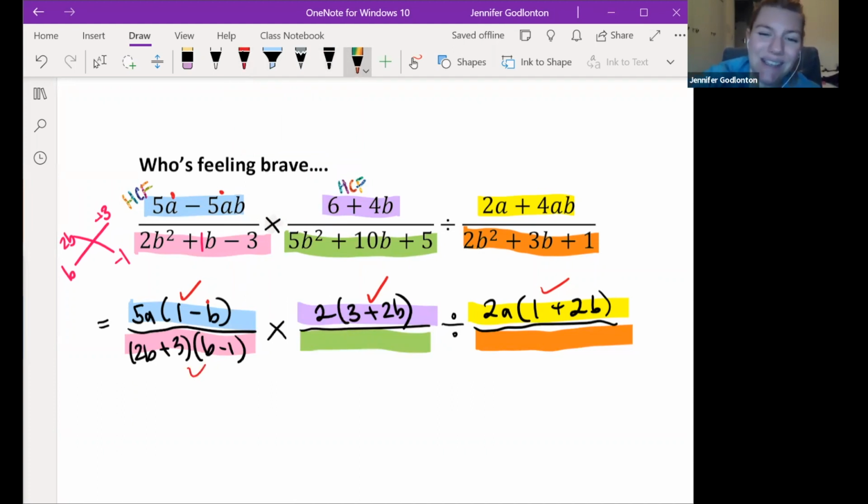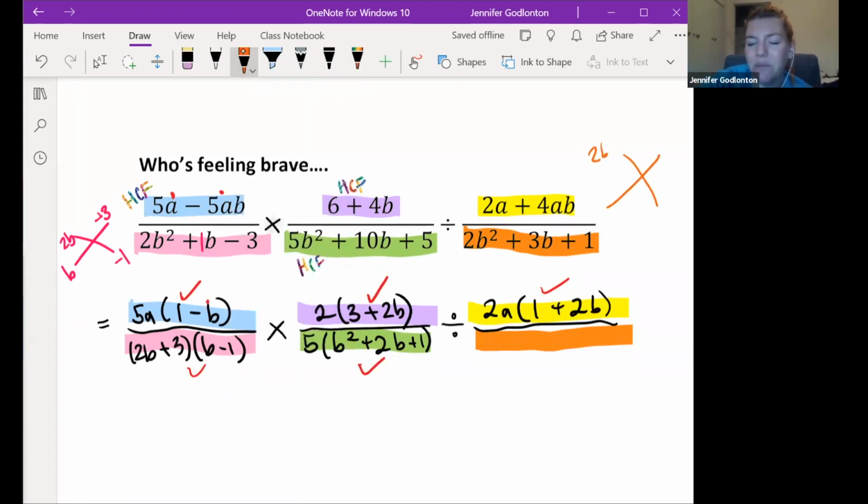Green. This is the sneaky one. You have to first take out a highest common factor. So you first got to take out 5. And then you'll be left with b squared plus 2b plus 1. And then this one is another trinomial. So again, with our trinomial, we're going to have 2b and b, and we're going to have a 1 on both of those and a plus on both of those. So we're going to have 2b plus 1, b plus 1, and give yourselves a mark.